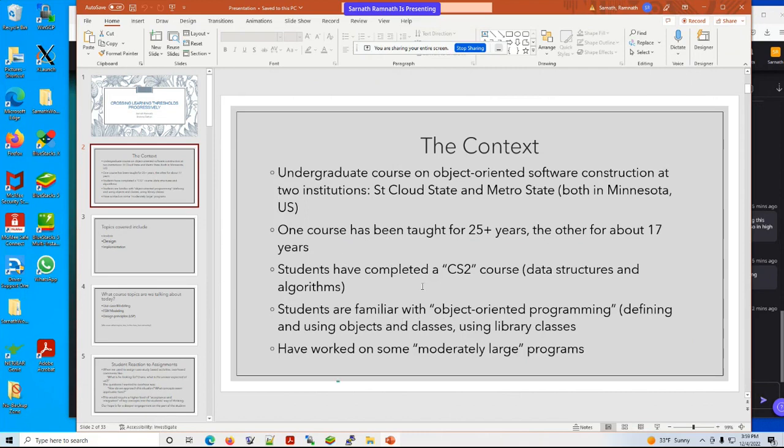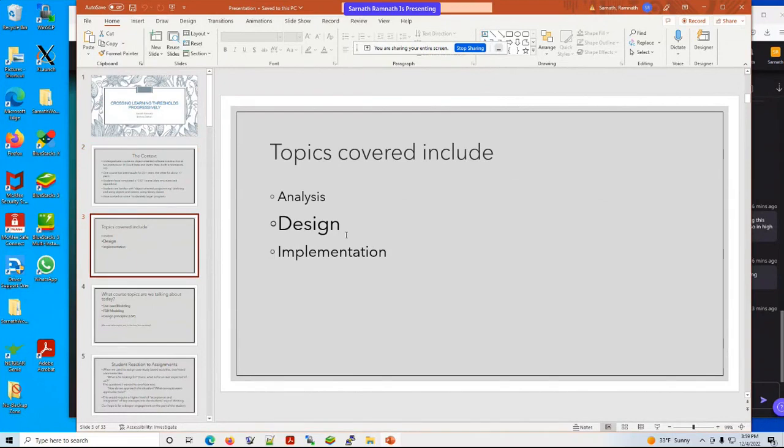And the students who come to the class have completed the CS2 course, data structures and algorithms. They're familiar with object-oriented programming, the vocabulary of objects and classes, using libraries, and have worked on some moderately large programs. So as far as we are concerned here, our main focus is design, but we have to do some analysis of the things to show how we feed into the design.